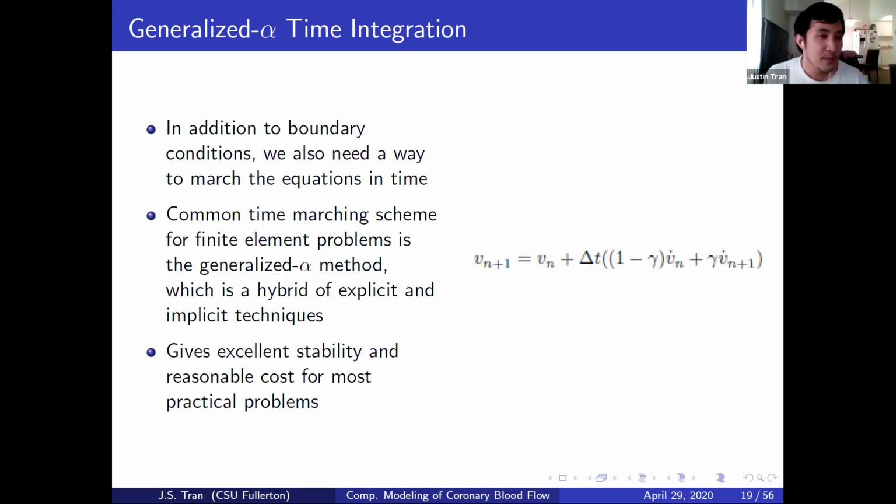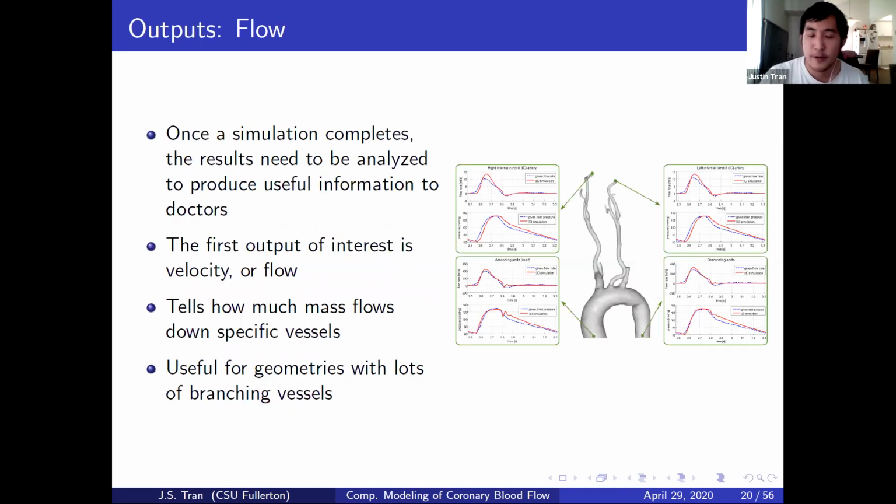So in the simulations that I ran, I used a hybrid between the two. The method is called the generalized alpha method. You can think of it as a hybrid in between explicit and implicit Euler. It takes the best of both worlds and packs it all into one package. So I won't go too much into it, but you can think of it like that.